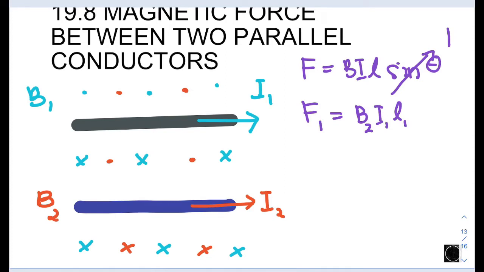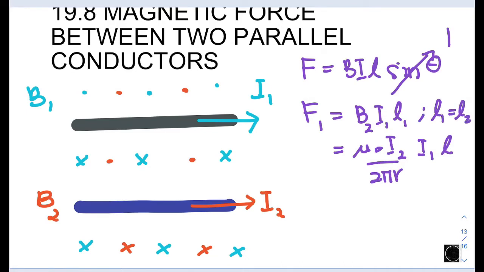So in terms of the B surrounding wire 1, B2 is, in other words, mu naught I2 over 2 pi r. R is the distance between the centers of the wires. Multiplied by I1 L, because L1 is equivalent to L2, or simply L. So this is the magnitude of F experienced by wire 1, caused by wire 2 or B2.